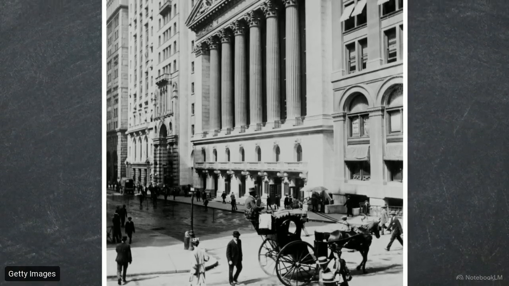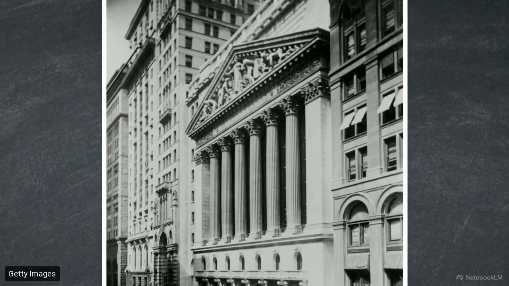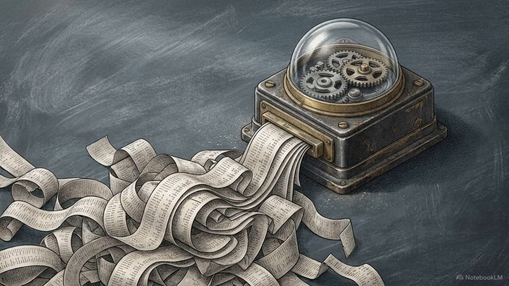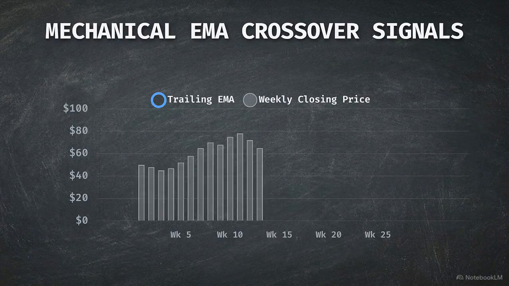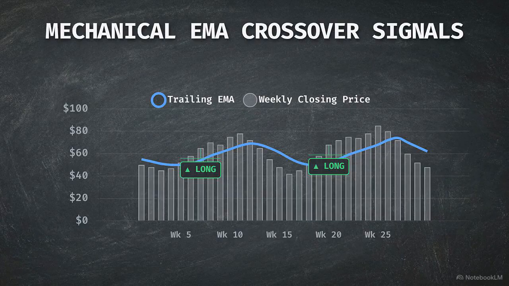To test this properly, we require a large baseline of data. We will use a century of closing prices from the Dow Jones Industrial Average, spanning from 1900 to 1998. Our test vehicle will be a systematic exponential moving average crossover strategy, evaluated on weekly closing prices. The execution rules are mechanical. The system goes long when the price crosses above the trailing moving average, and it sells to go short when the price crosses below it.